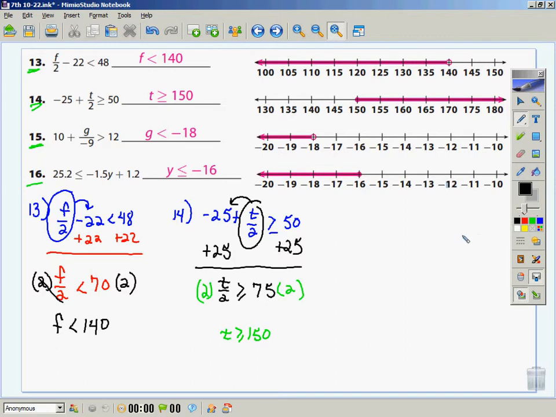Only if I multiply or divide by a negative number. Did I multiply or divide by a negative? No, so I didn't have to flip it. So if I'm multiplying or dividing both sides by a negative number, then I have to flip it. That's the only time. If the number that's next to the variable is negative, then that's going to end up being flipped. All the other numbers can be negative and still not have to flip it.